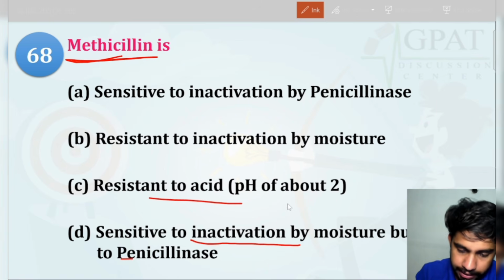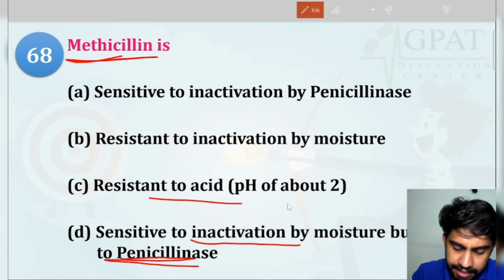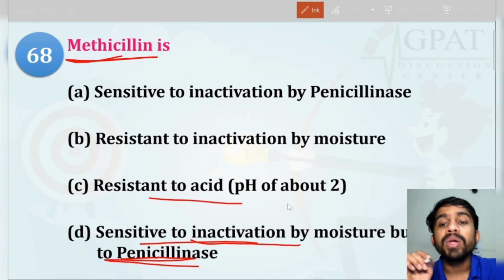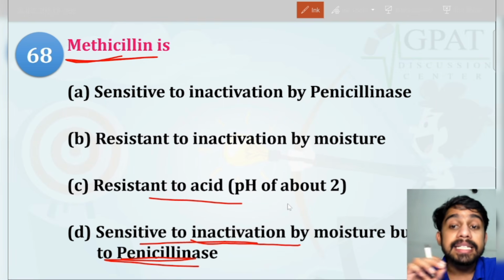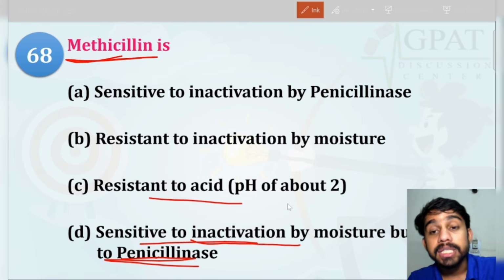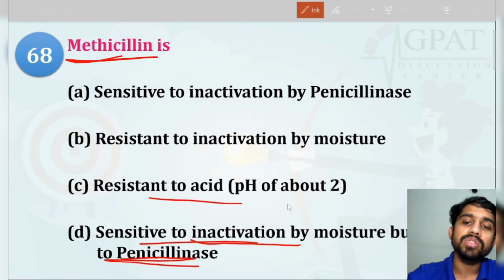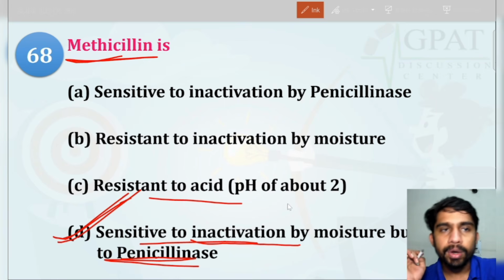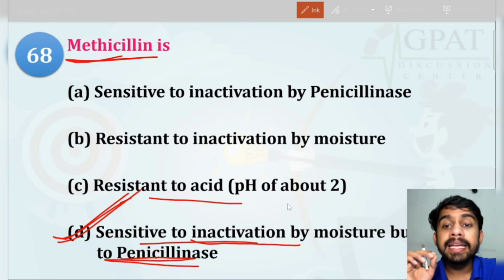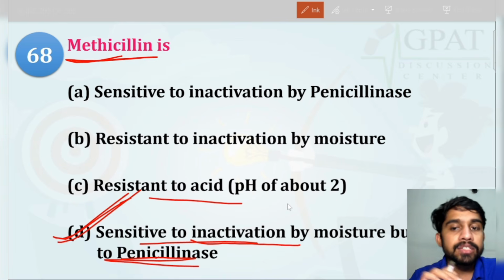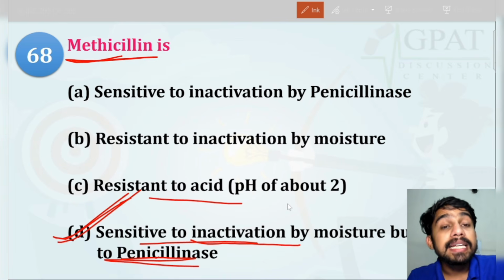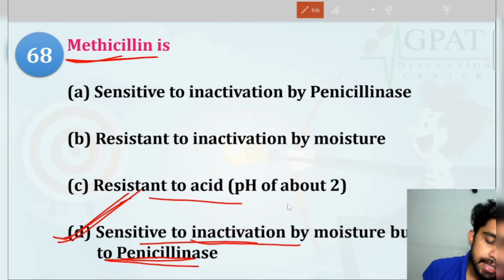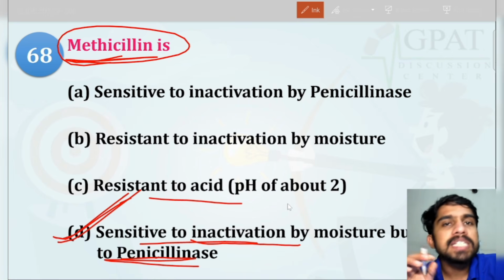So it is resistant to penicillinase, but it is sensitive to inactivation. Why? Because that bulky group is acid labile, that's why it is moisture sensitive. So the correct answer for this question is option D, sensitive to moisture but resistant to penicillinase. And in the case of methicillin-resistant Staphylococcus aureus, it is given for the treatment of Staphylococcus aureus.